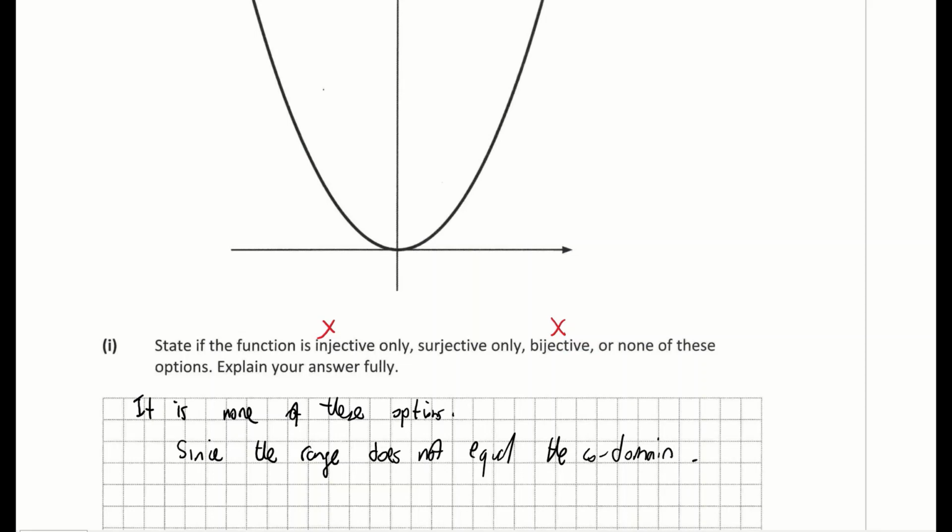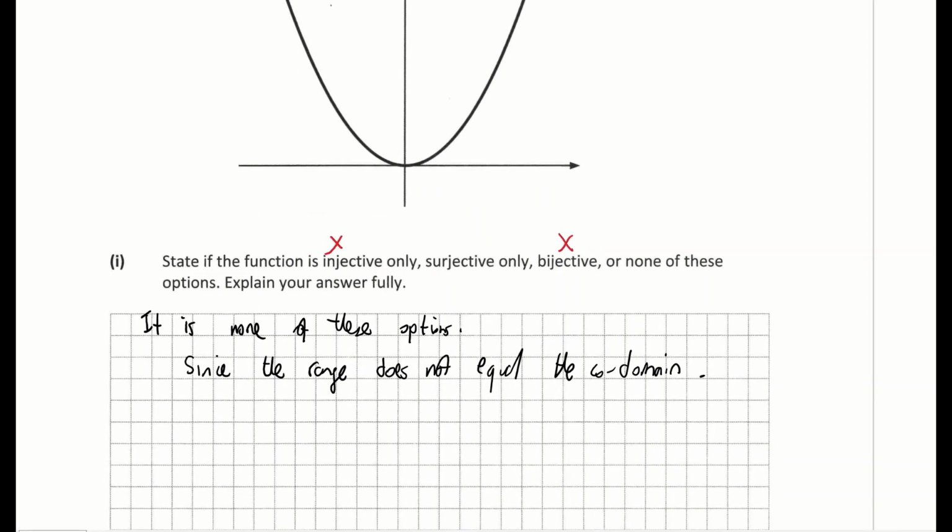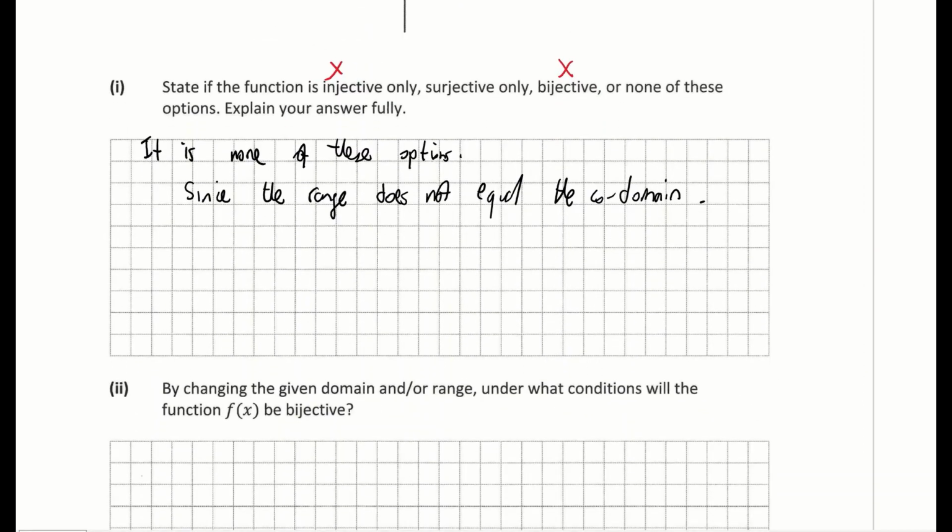Okay, so that's a little bit of an explanation there. But you could expand on that by putting down your definitions of your line tests, your horizontal line tests, and so on. And the final part to that question is, by changing the given domain and or the range, under what conditions will the function be bijective?